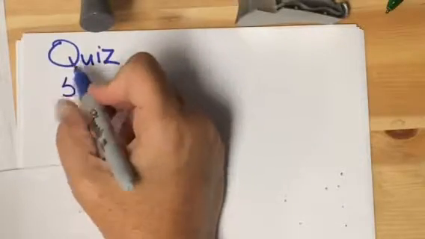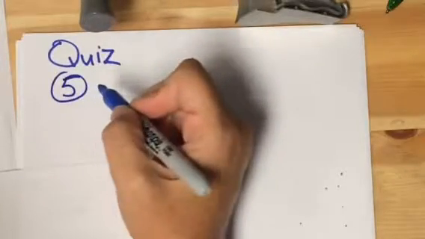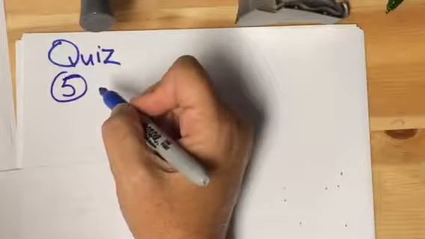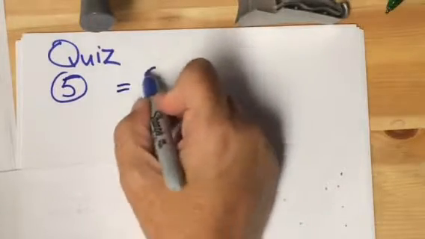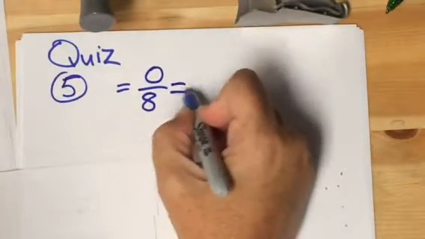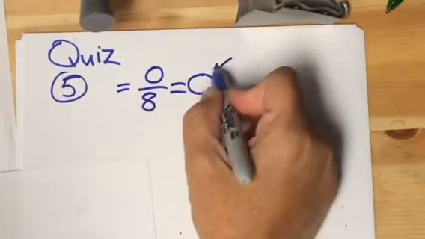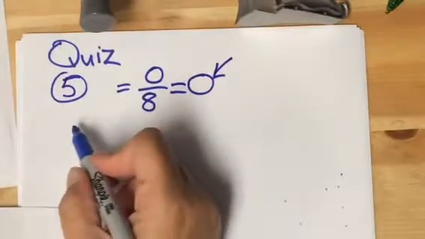Moving on to the back, you had number 5, the limit as x approaches 0 of x cubed plus 6x over x plus 8. If you plugged in, you got 0/8, which equals 0. Please make sure you write the number 0 for your answer.